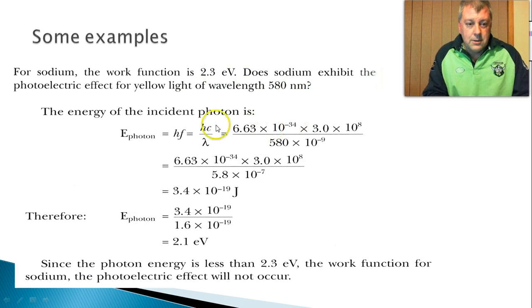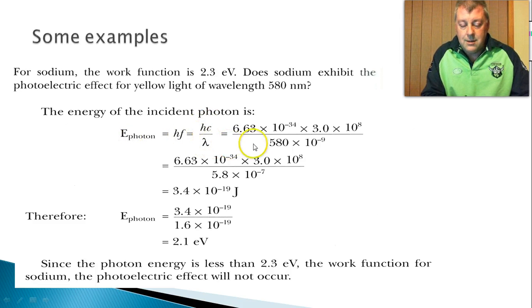Well, first step is we need to know the energy of the photon, and so we've got this photon. We use E of the photon equals hf, which equals hc on the wavelength. Convert the nanometers to meters by simply multiplying by 10 to the minus 9. Speed of light 3 times 10 to the 8, and Planck's constant. And so we work out that the energy of the photon is 3.4 times 10 to the minus 19 joules. And of course we've given the work function as 2.3 eV.